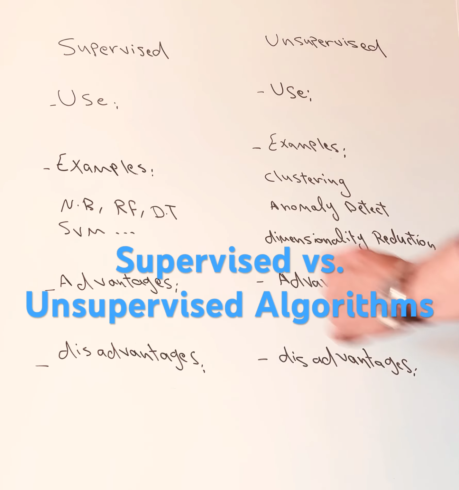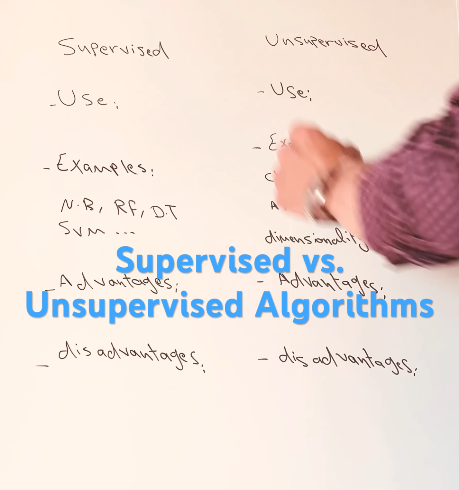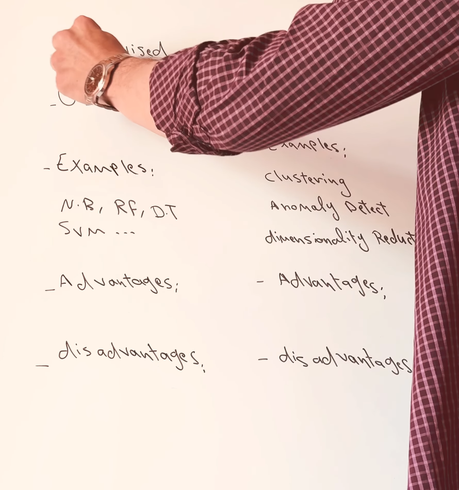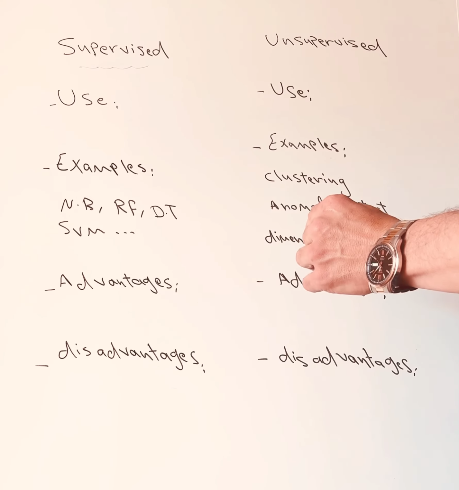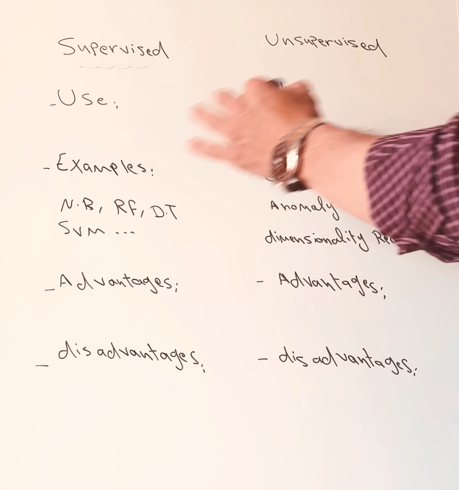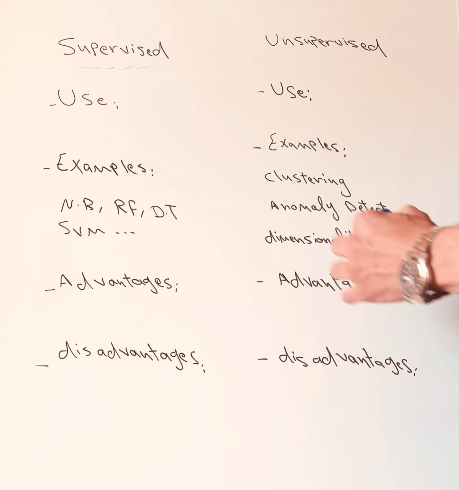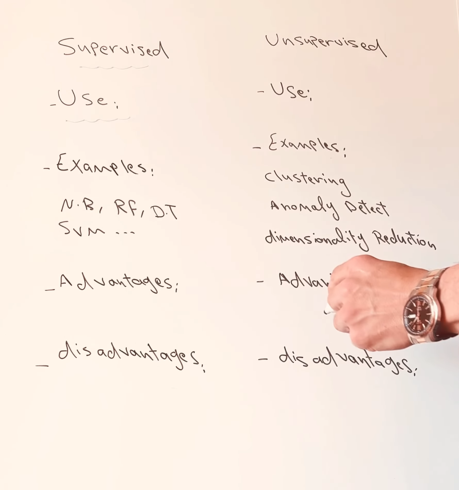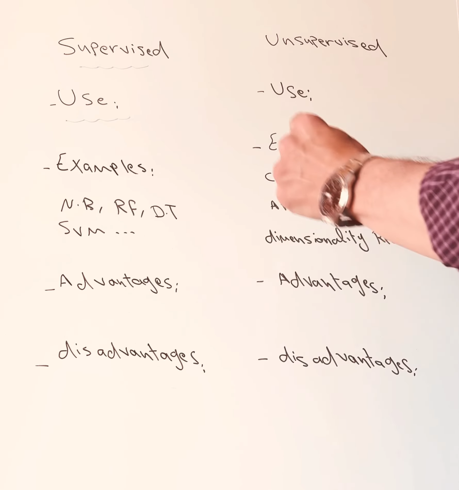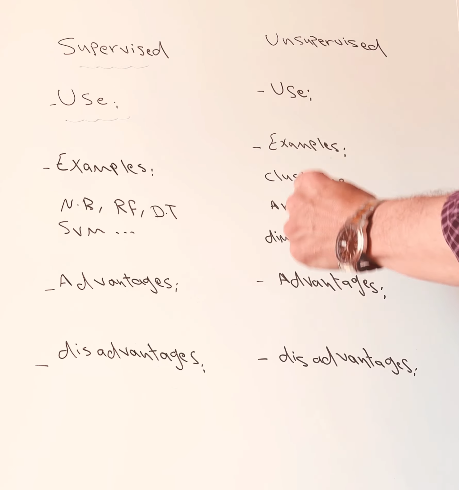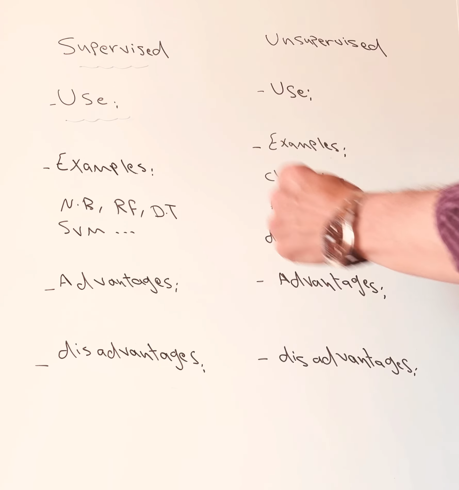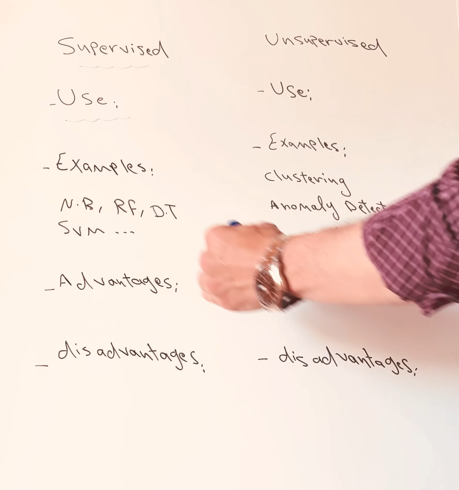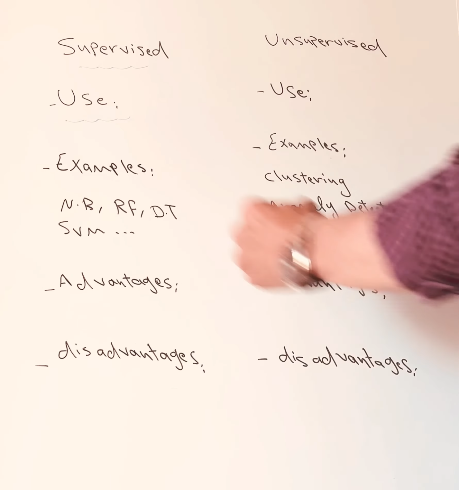What's the difference between supervised and unsupervised machine learning algorithms? Supervised algorithms use labeled data to train the model to predict or classify the target variable. And we use them when we have prediction, classification, or even regression problems, such as if we want to predict fraud transactions in a financial dataset, or to classify an email as spam or not spam.